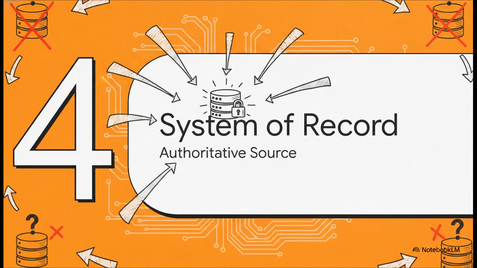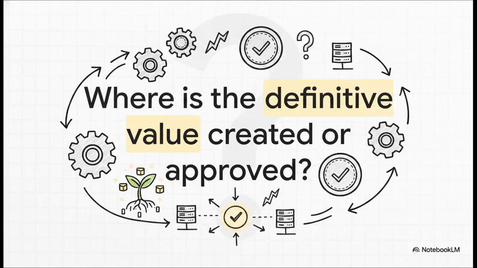Section 4. Defining system of record. When you are designing these interfaces, you have to resolve data conflicts deterministically, and to do that, you ask one very exact question. When looking at a piece of data, where is the definitive current value actually born or officially approved? Take a second to really think about that.